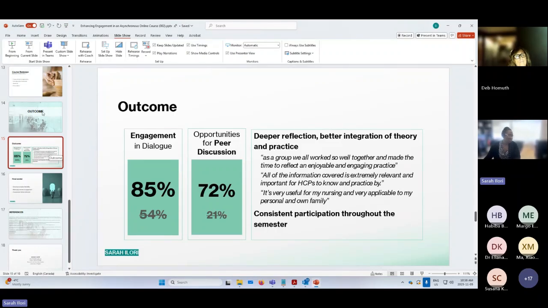With respect to students, this was also what students alluded to. So this group talked about how engagement in dialogue from the student feedback jumped to 85%. And more importantly, they felt that the course enabled peer discussion, and that jumped from 21% when we were using forums to 72% using a video reflection. And then they also shared some of their reflections with respect to how they felt this course was very relevant to them. And for myself, I saw consistent participation throughout the semester in the course, which was different from what I had seen in previous cohorts.